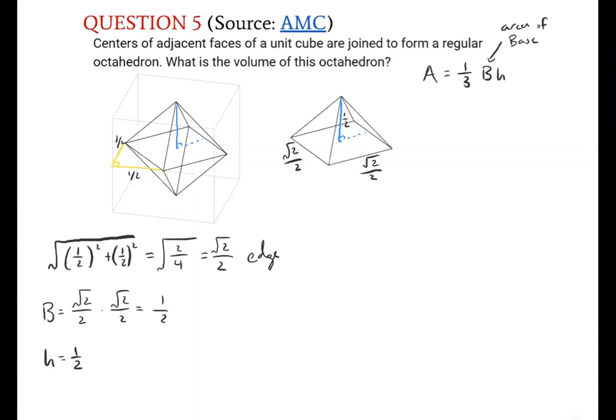Now we can actually find the volume of the pyramid. It is equal to 1/3 times 1/2 times 1/2. That will give you 1 over 12. And since we have 2 pyramids in an octahedron, we just multiply 1/12 times 2 to get an answer of 1/6.